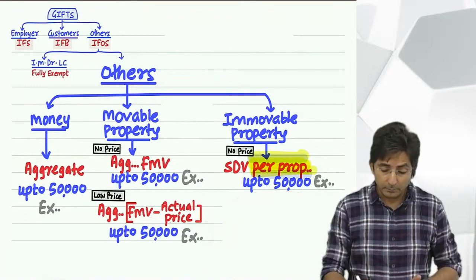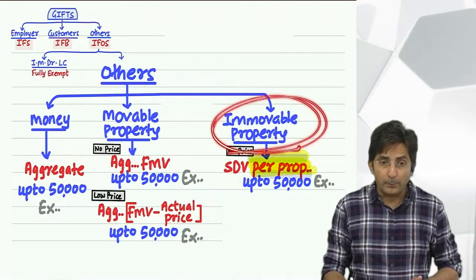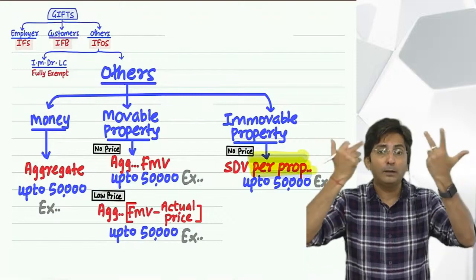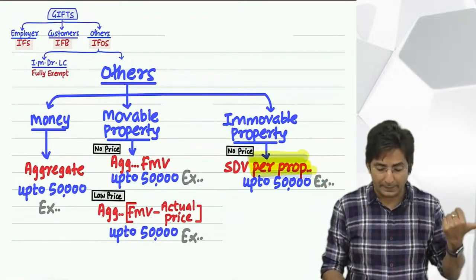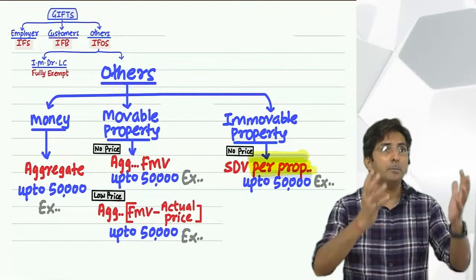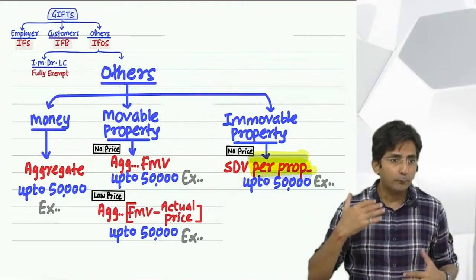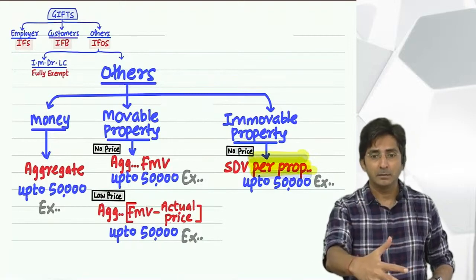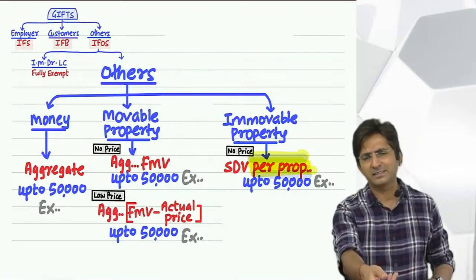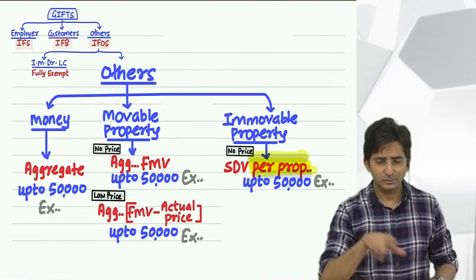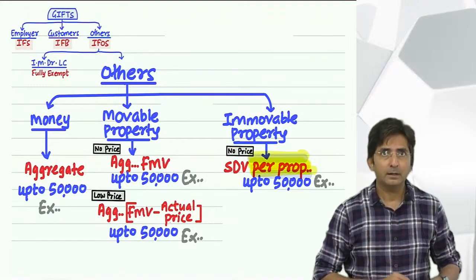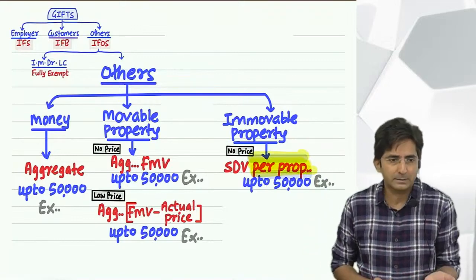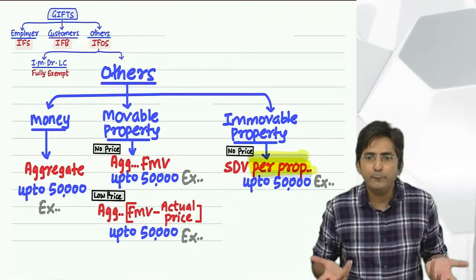No, this is immovable property you're getting. See, if you get some house totally free, that is one thing. Low price means I am buying a flat, but the flat has a market value of 20 lakhs, and I had to pay only 2 lakhs. So what is the difference? The flat had a value of 20 lakhs, I paid only 2 lakhs, so the difference of 18 lakhs is my benefit.